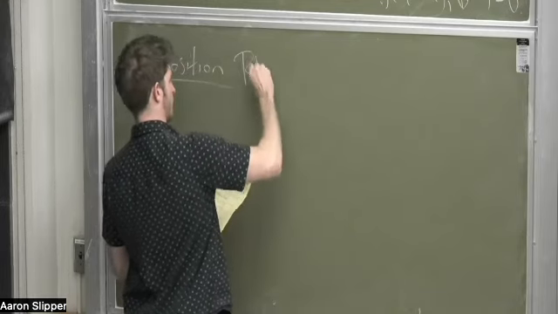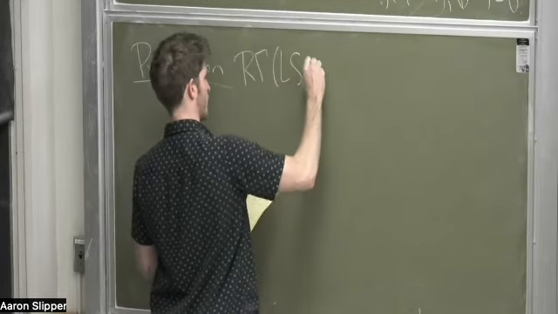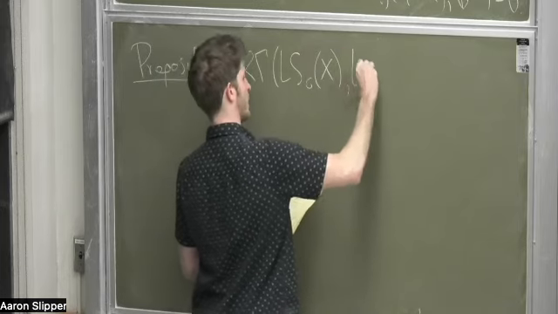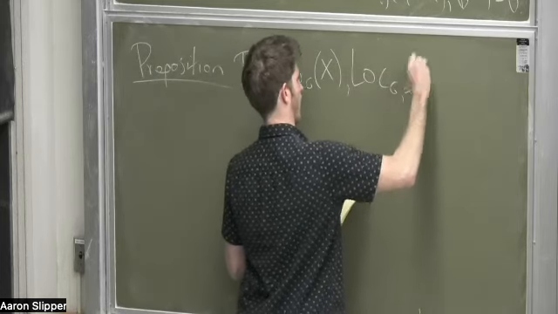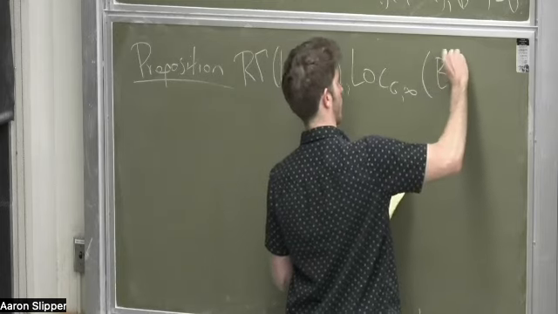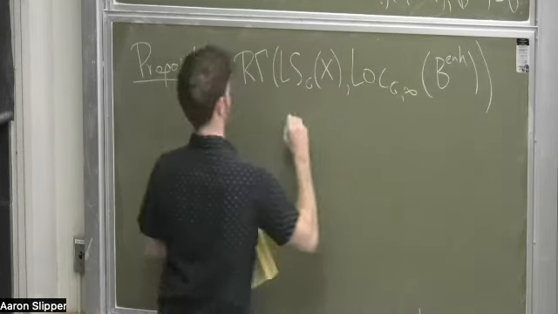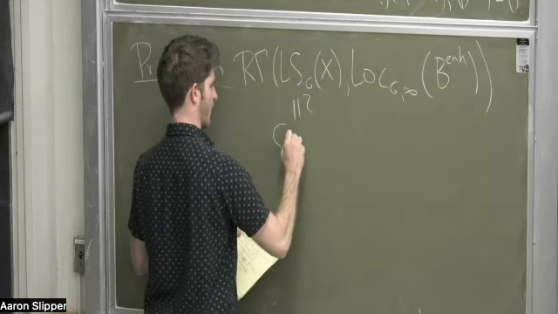And the claim is that if I take global sections of the localization of this B enhanced, that's going to canonically identify with chiral homology.